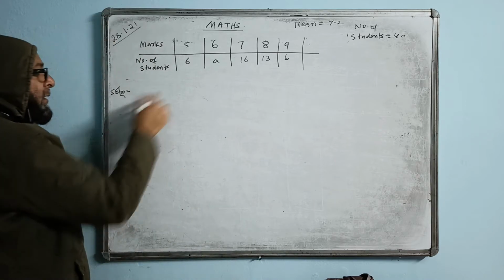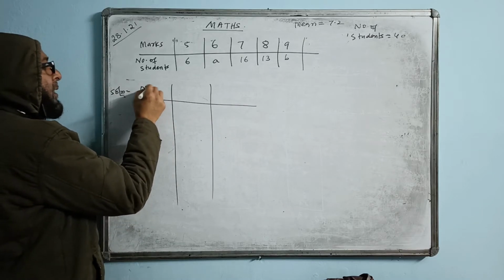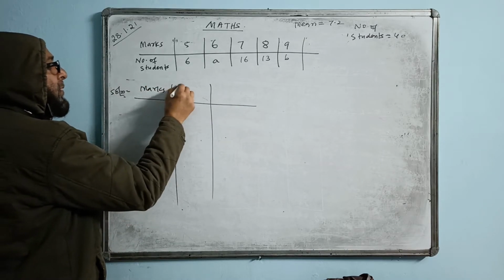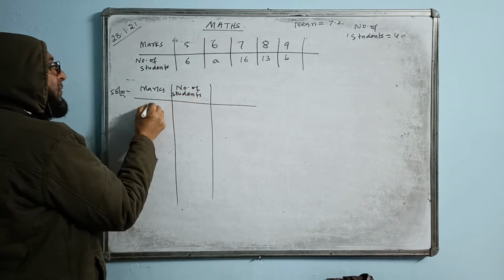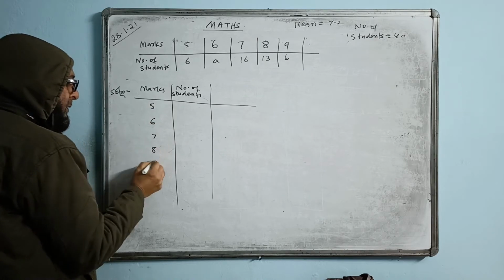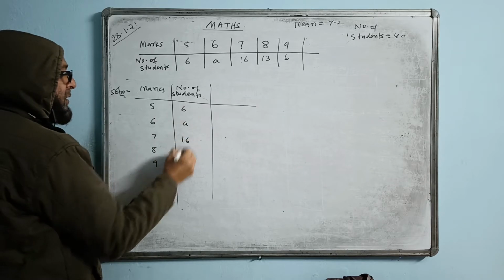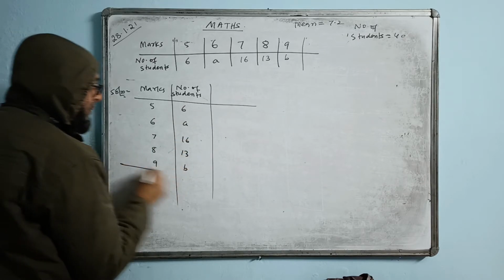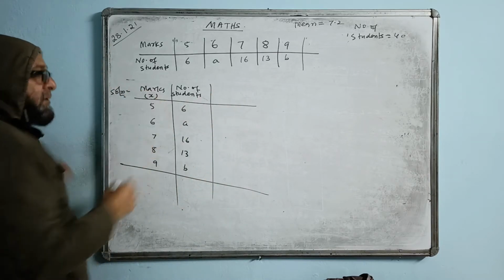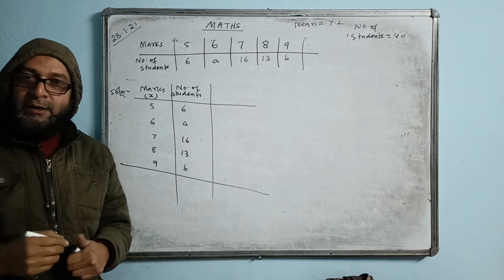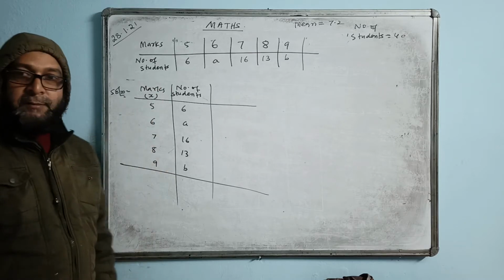Okay, now how will we do it? We will make a table with columns: marks and number of students. Marks are 5, 6, 7, 8, 9, and the students are 6, 8, 16, 13 and. Mid value we don't have to find because this itself is the mid value, this is the value of x, because there is no class interval. When a class interval is given, then we go for the mid value.